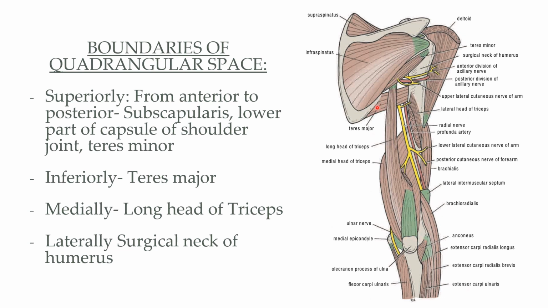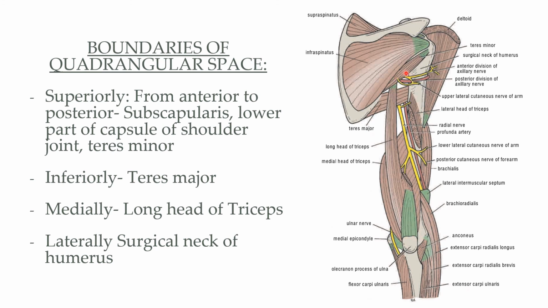These are the fibers of teres major. This is the muscle fiber of the long head of triceps. You can see the humerus here. You can locate the upper end of humerus which is related to these neurovascular structures. This upper end of the humerus is called the surgical neck of the humerus. So we have defined the boundaries of this space, which is called the quadrangular space.